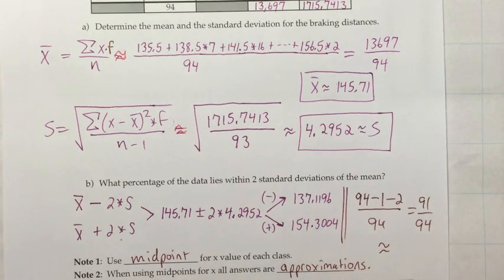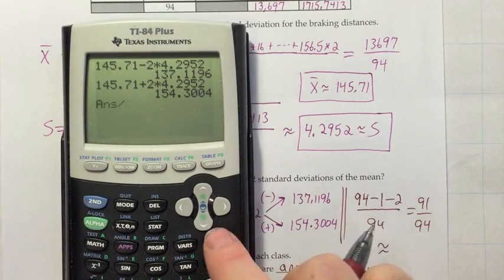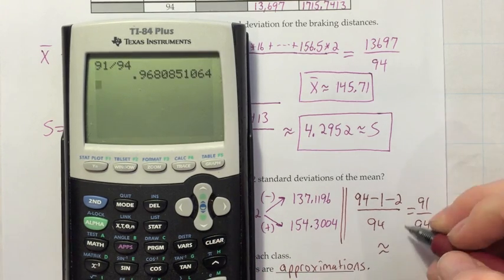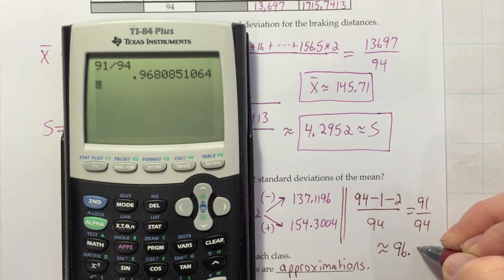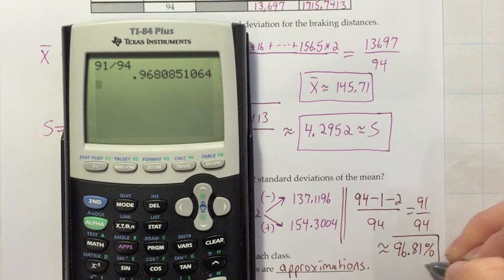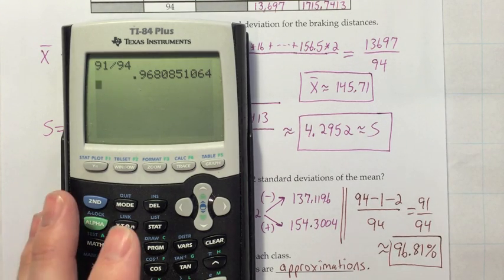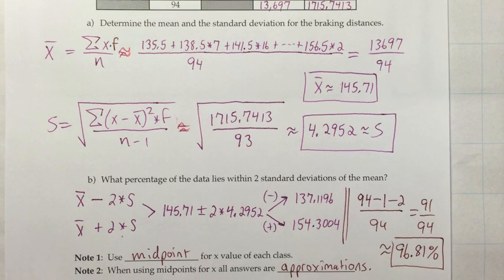And as a percentage, let's see what we get there. 91 divided by 94 is 0.9681, or 96.81%. So it looks like 96.81% of these SUVs have braking distances that lie within 2 standard deviations of the mean.